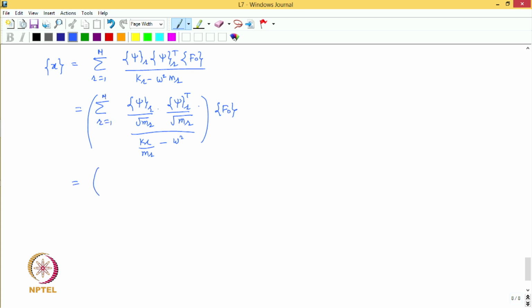So, now this quantity is nothing but the mass normalized eigenvector phi r, right. So, this is nothing but phi r transpose divided by k r upon m r, which is nothing but omega r square, the rth natural frequency, minus omega square, and this is nothing but x.